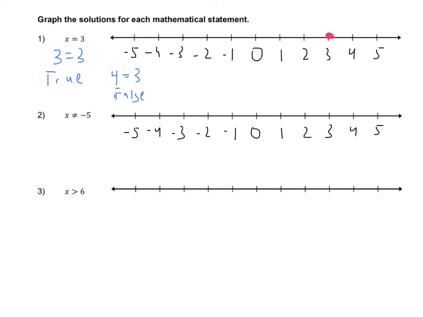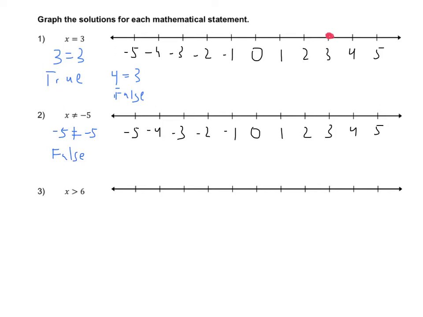Okay, so now let's go back to our statement here. X is not equal to -5. So let's think, what numbers could I replace x with that would make that true? Well, let's see, would -5 make that true? -5 is not equal to -5. Nope, that doesn't make sense, because -5 is equal to -5, right? So that's false. Okay, so -5 is not a solution.